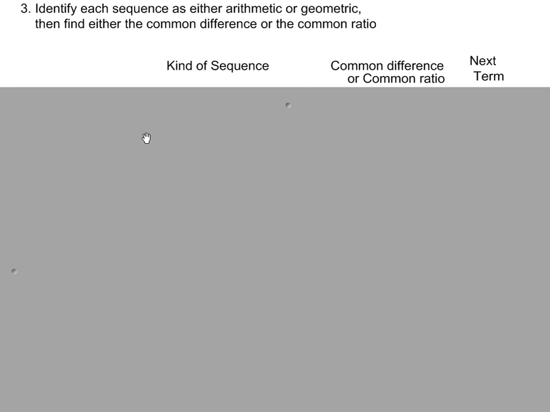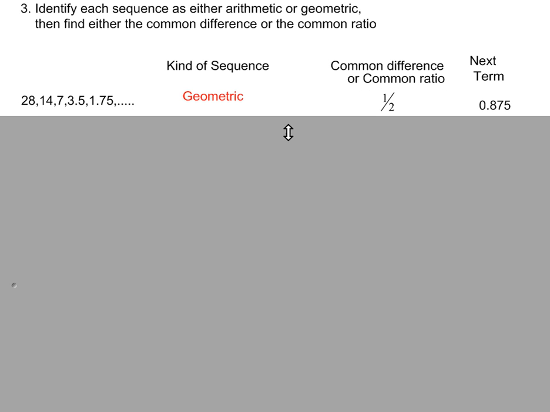Let's look at the answers. The answer to the first one, it's going to be a geometric sequence. It's being divided by 2. Divided by 2 is being multiplied by 1/2. So that common ratio is 1/2. If you take 1.75 and divide it by 2, you're going to get 0.875.